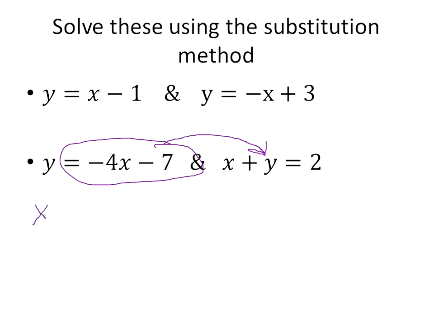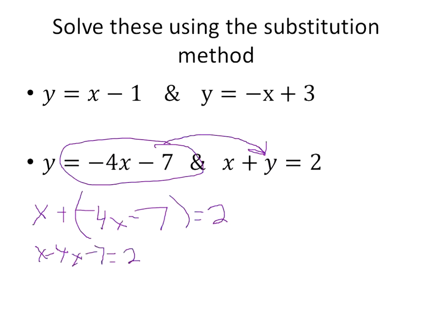So I end up with x plus negative 4x minus 7, and that equals 2. And then I'm going to simplify that so I don't have the parentheses. So I get x minus 4x minus 7 equals 2. And I can simplify that and continue to solve for x.